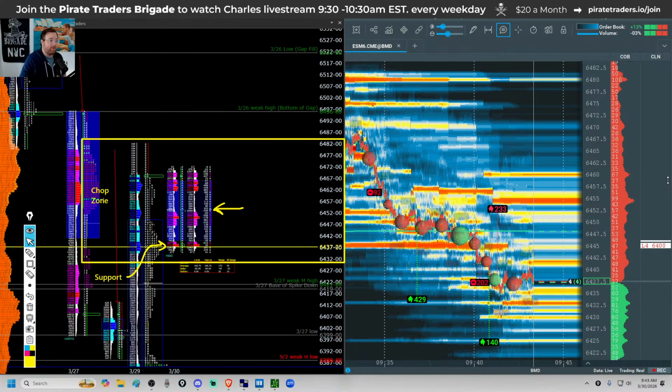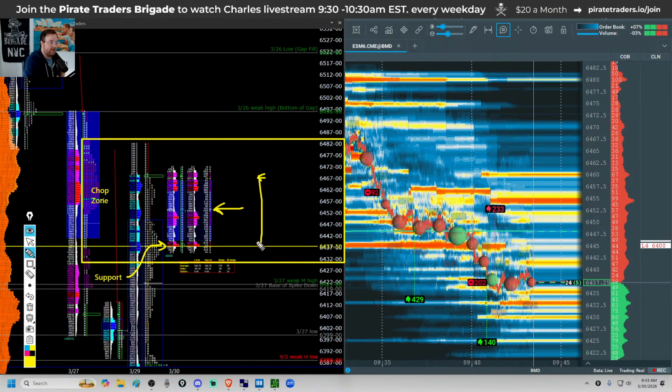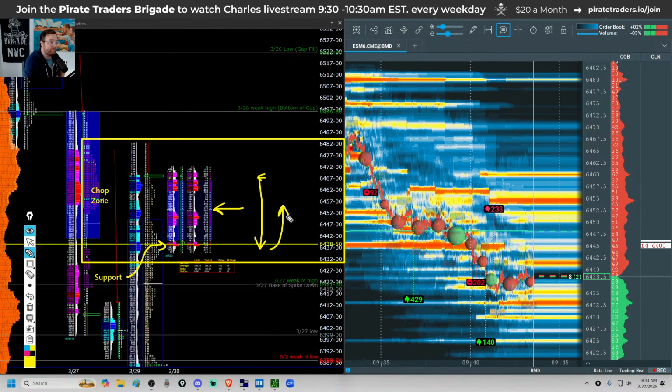Sonny says, what do you mean by bounce? I mean, the market stops going down and turns around and starts going up. So the market opened here, came down to here. If we get a bounce, it'll turn around and come back up. And it might happen literally right now.